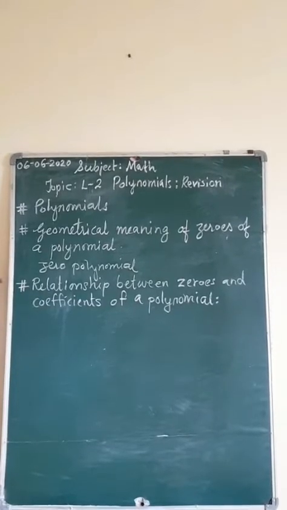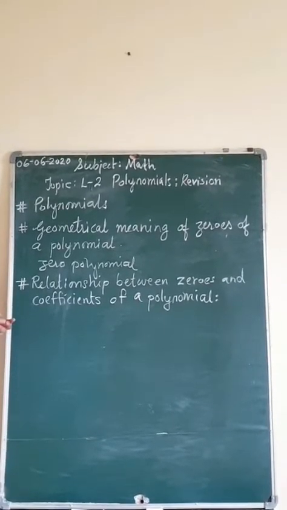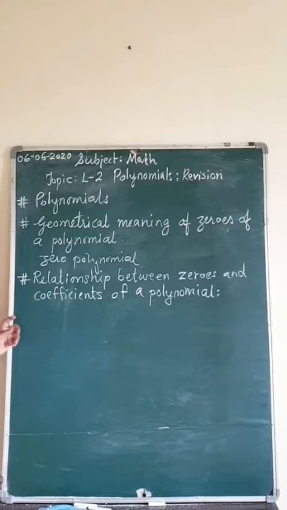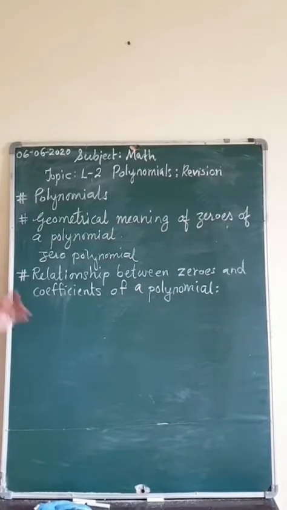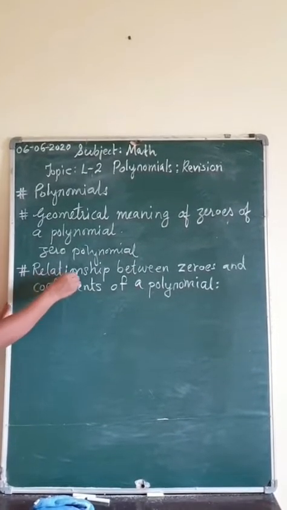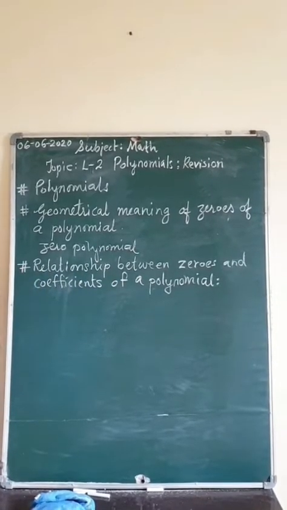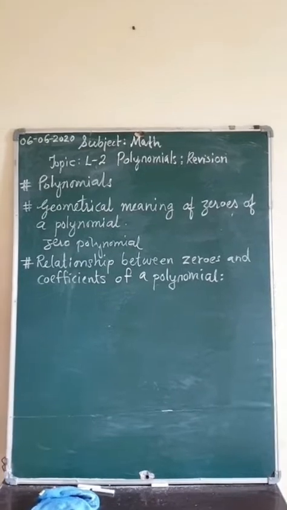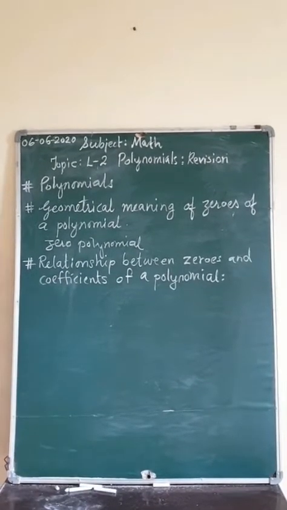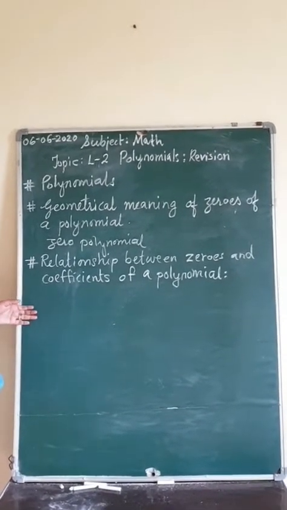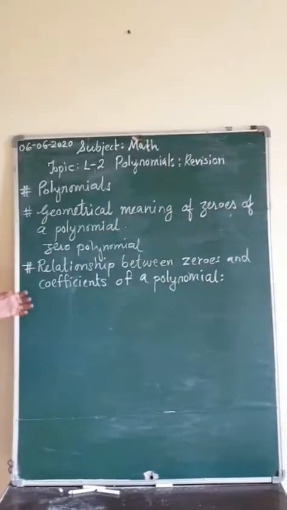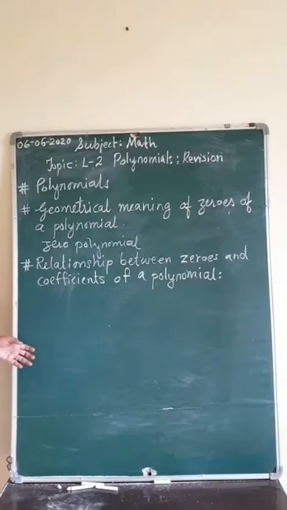After knowing what the zeros of a polynomial are and how to find them when the polynomial is represented graphically, now we are going to see the relationship between zeros and coefficients of a polynomial. Already you have seen that in the previous video, but now I am revising it again through various examples. So let's see the examples.